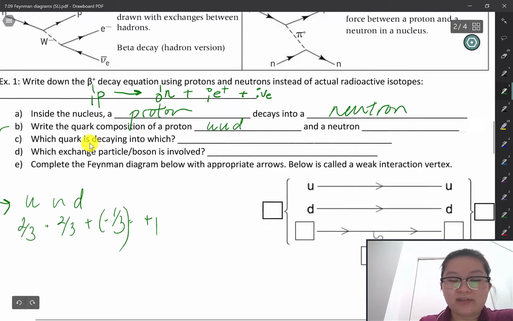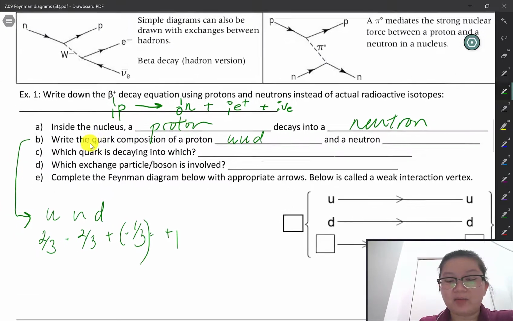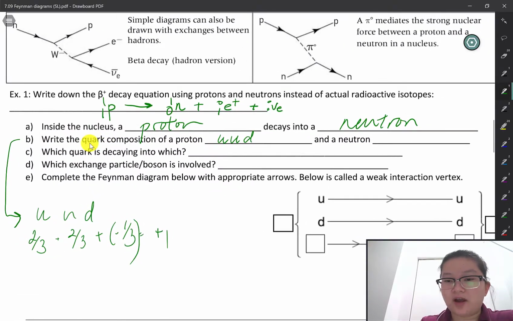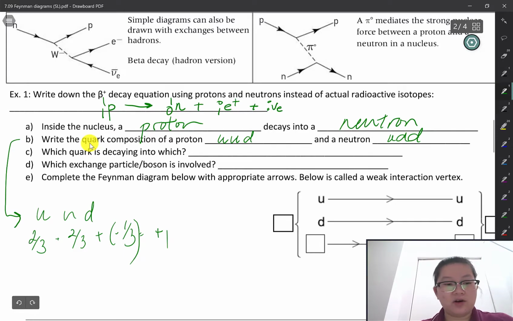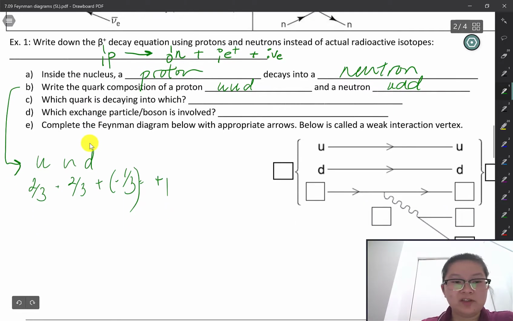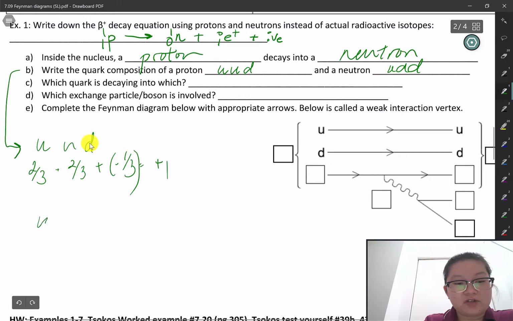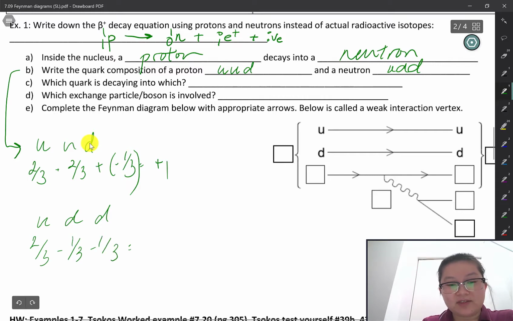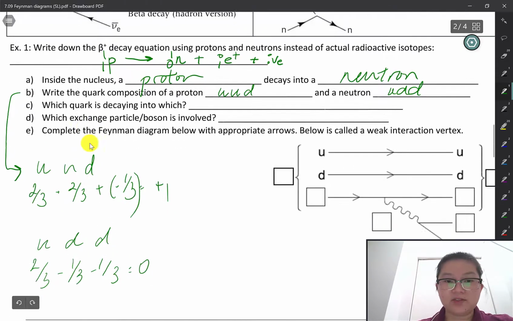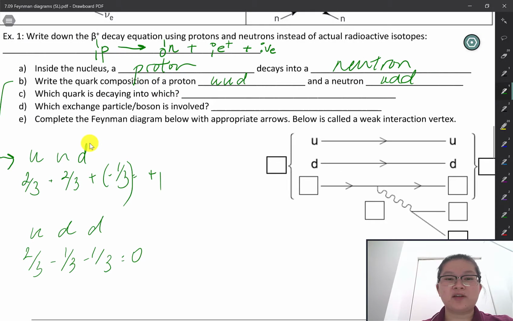But hopefully you know at this point that it's composed of two up quarks and a down quark. For a neutron, it is composed of an up, and two down quarks. Also should be common knowledge at this point, but we can do a check: up, down, down, this is 2/3, minus 1/3, minus another 1/3, gives us a net charge of 0. Okay, so the charges work for both a proton and a neutron.